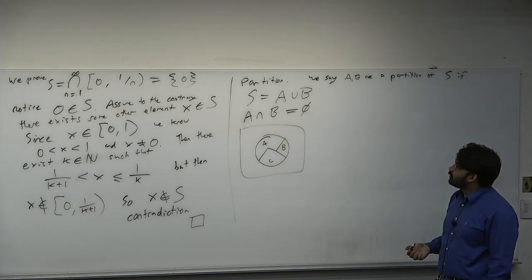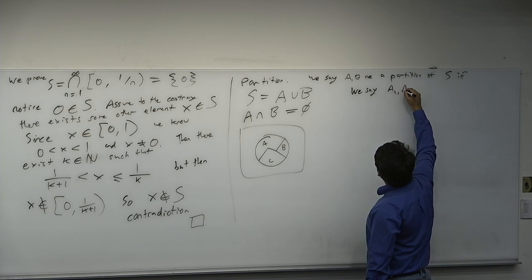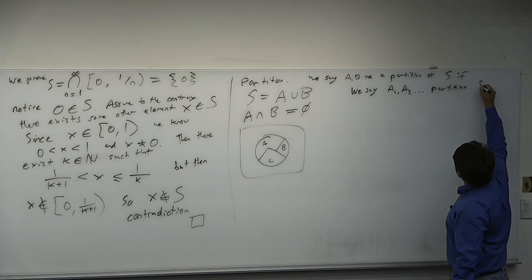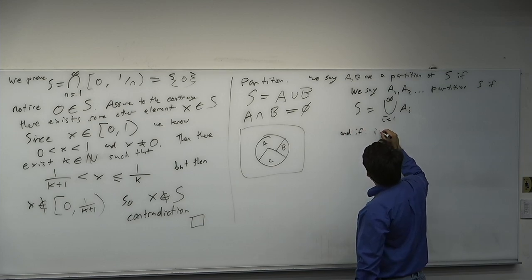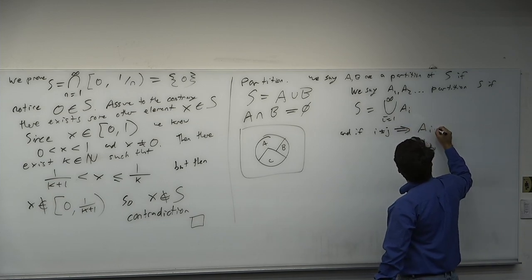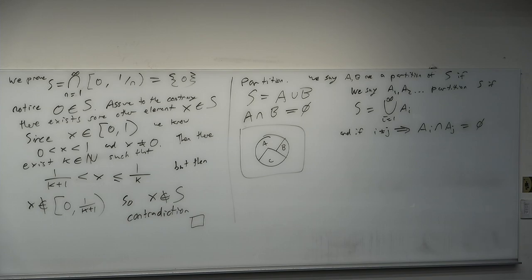Now, you can even define an indexed collection of partitions, like we say A1, A2 partition S if S is equal to the union of i equals 1 up to infinity of Ai, and if i does not equal j, that implies that Ai intersect Aj equals the empty set. What this means is that we would call these partition pieces pairwise disjoint. So you have perhaps many sets, 10 of them, infinitely many of them, whatever. You break up S into several pieces, and then for every two pieces, the intersection of those two pieces is empty. What we mean by that is we say that the partition pieces are pairwise disjoint, right?